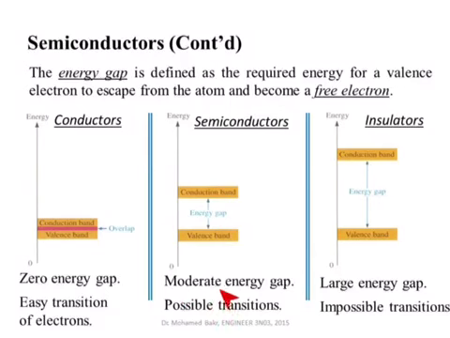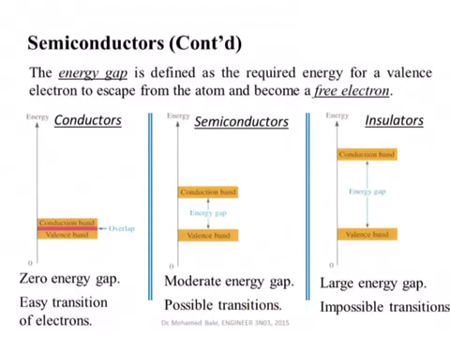So this is a moderate energy gap. They have to gain some energy, not big energy, but some energy, and there is a possible transition. There is a possibility that an electron will break from the valence band, get enough energy, make the jump to the conduction band, and then become a free electron.